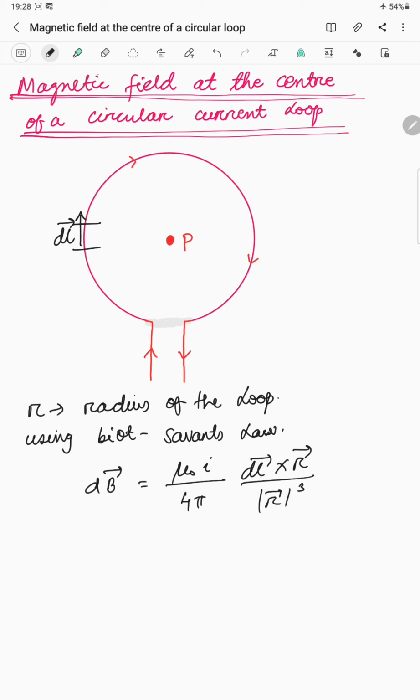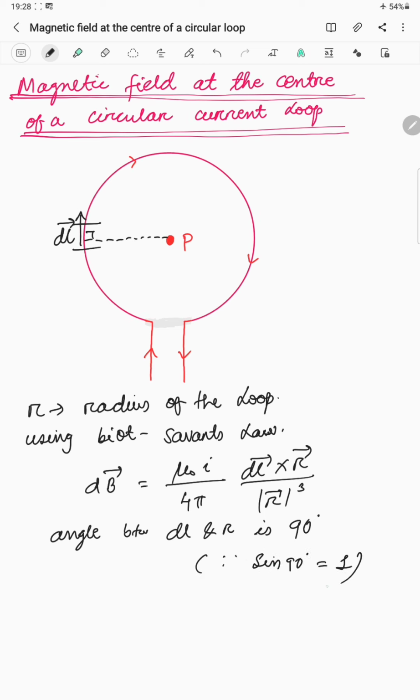Now it is quite obvious, if this is my radius vector, this angle will be 90 degrees. So the angle between dl and r is 90 degrees. Therefore sin 90 will be how much? Sin 90 degrees is equal to 1. So if I open up the cross product, dB will be mu naught I divided by 4 pi, dl r, sin 90 is 1, that is gone, divided by r cube. If I cancel it out, I am left with r square.